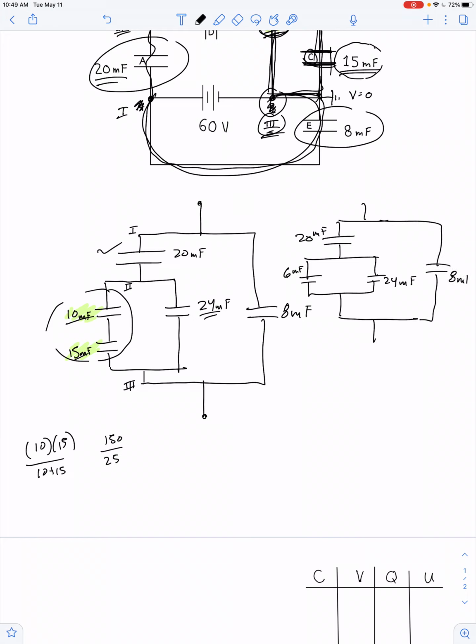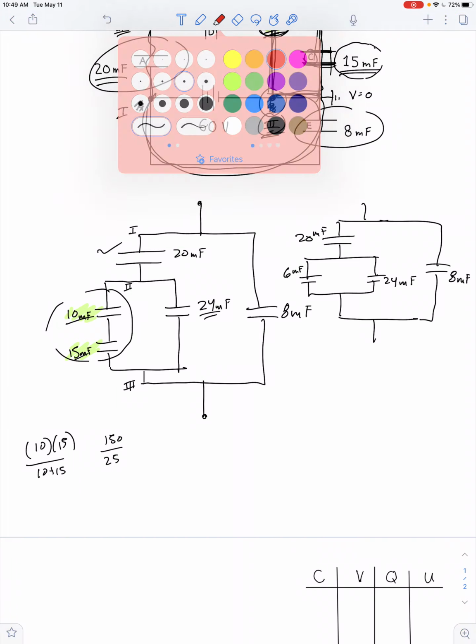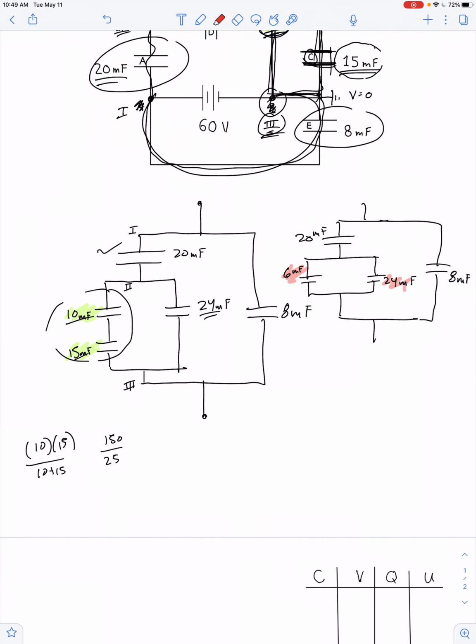There's our 8 millifarad. Now this is easy. We can combine the 6 and the 24. The reason I say that's easy is because for capacitors in parallel, we just add the values together. So let's see, we can simplify the circuit even more.